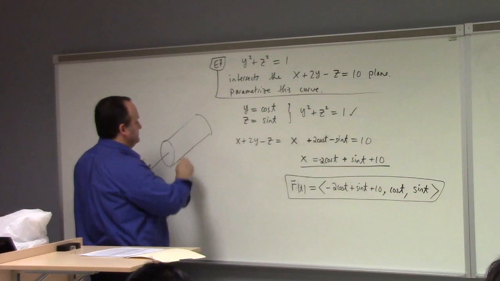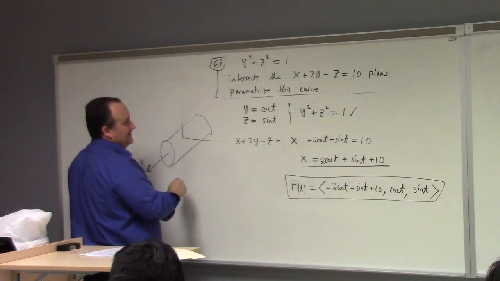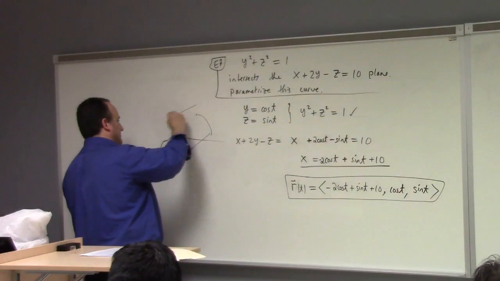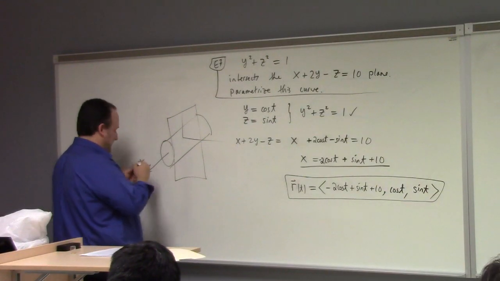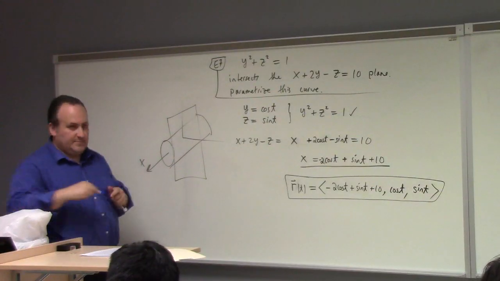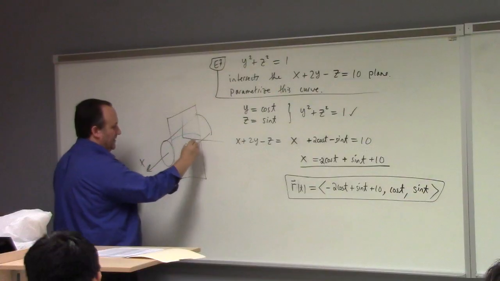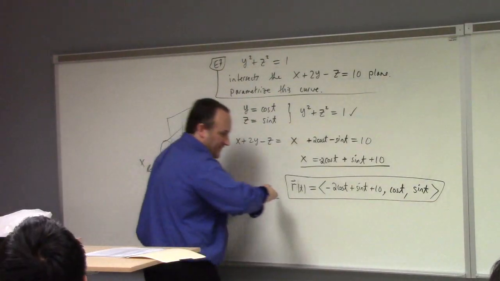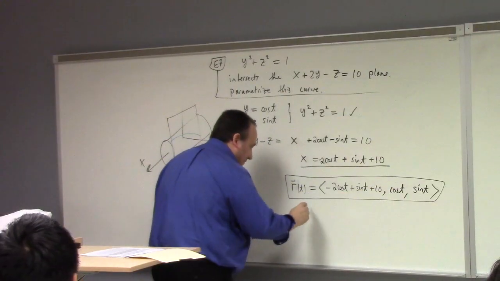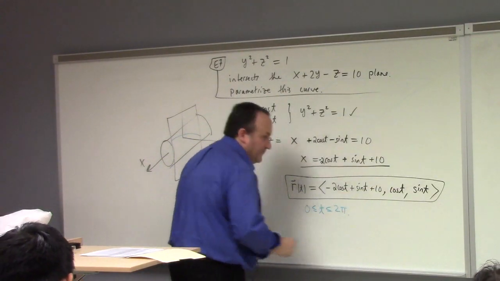This other thing, x plus 2y minus z is equal to 10, is some kind of plane. And those are intersecting on some curve, and probably comes back around. I don't know. Don't ask me for the full story, but there you go. That's the full story. And we just need to do 0 less than t less than 2 pi, and there you go. We have parameterized the curve.